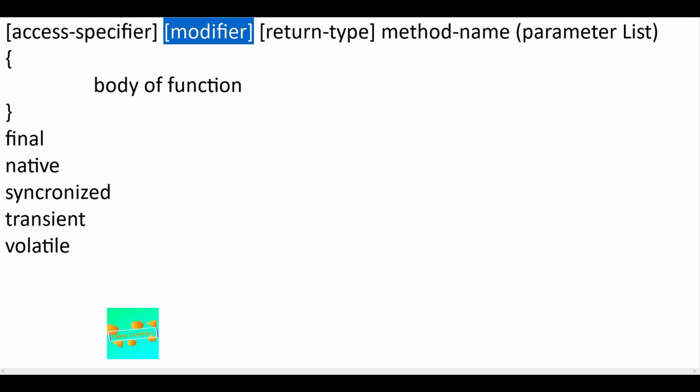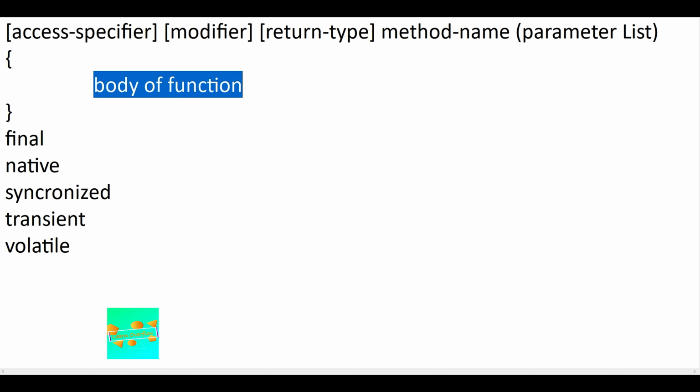But one thing about the modifier is that if you define a method as a final method, that is you write final in place of the modifier, then the functionality defined inside that very method can never be changed. Whatever you defined in the body of the function can never be changed throughout the program.